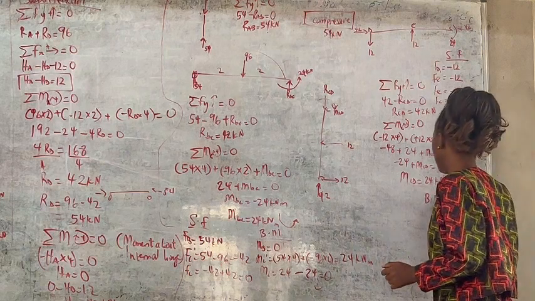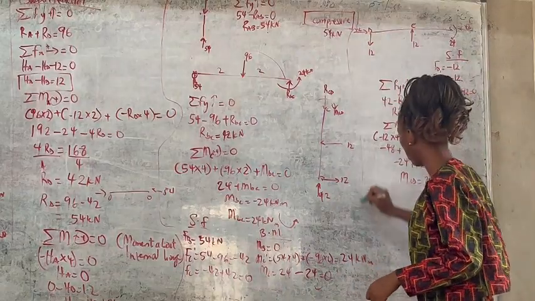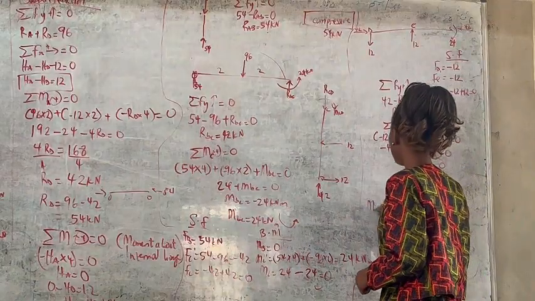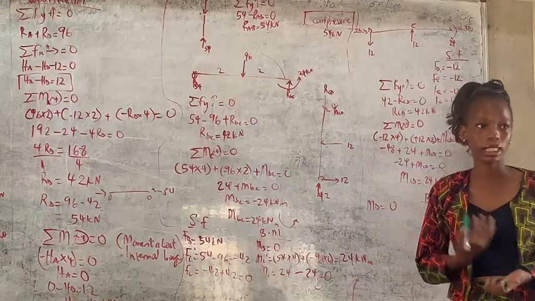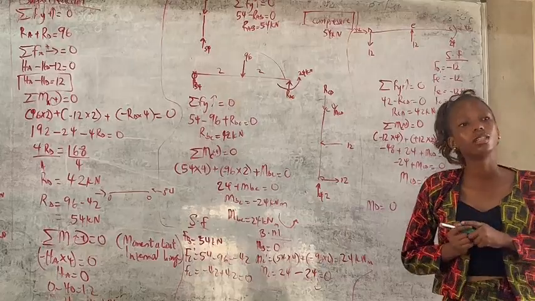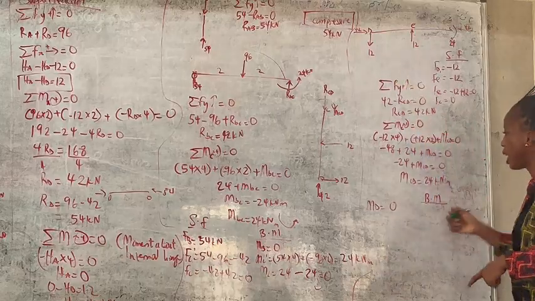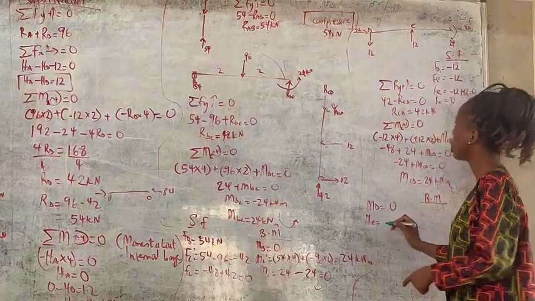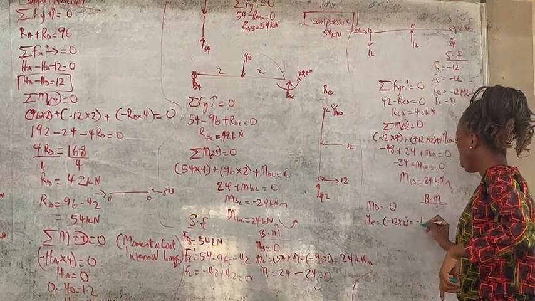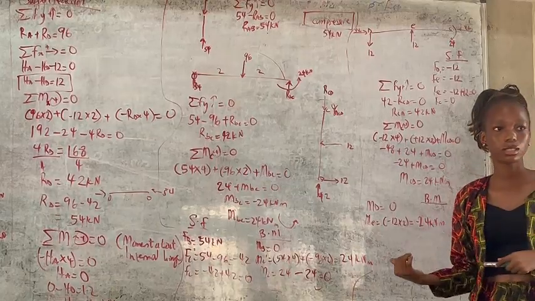Now the next thing is your bending moment. Let me separate this thing. For MD, it is going to be 0. There's no moment there, and we can't take moment about D. So MD is 0. Then ME is going to be minus 12 times 2, which is minus 24 kilonewton meters. That's ME.